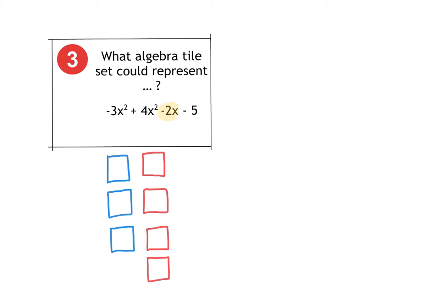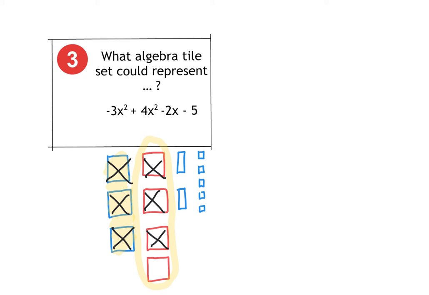Then we'll have 2 rectangles for the x's, and they'll be blue because it's negative. And then finally, we'll have negative 5. We'll need 5 of your number tiles, and we'll need them to be blue. You might notice that the negative 3x squared and the positive 4x squared could be simplified. We could create some 0 pairs, and we would be left with 1x squared. That would be positive. So then the expression could be simplified to be 1x squared minus 2x minus 5.